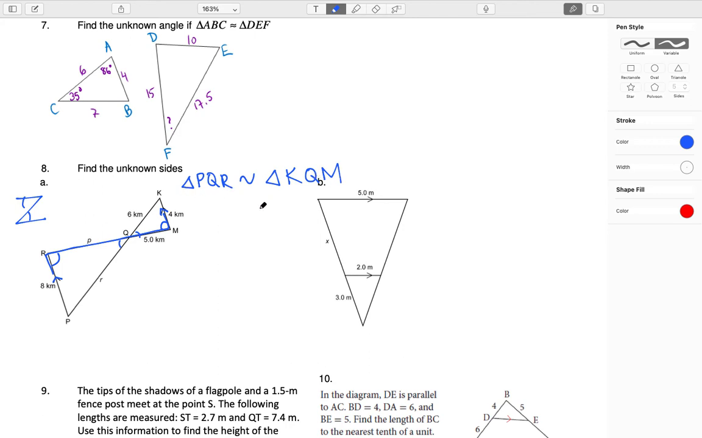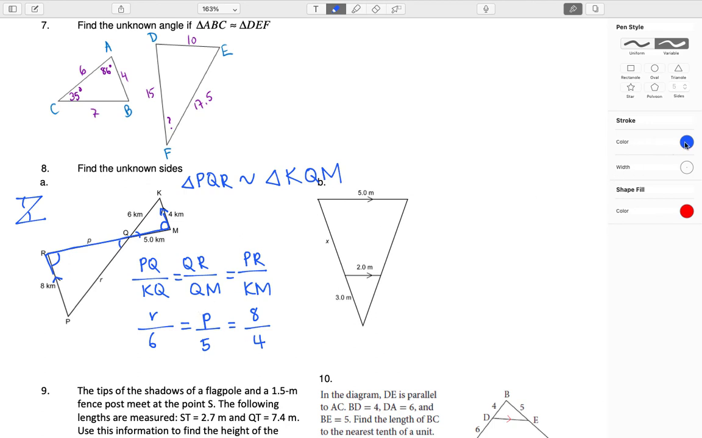Okay, so now that we have the similar triangle statement, let's write down the proportionality. First two and the first two. So PQ is proportional to KQ. QR is proportional to QM. And PR is proportional to KM. And then let's plug in all the information. So it looks like PQ is represented by small letter r. R over 6, P over 5, and then 8 over 4.